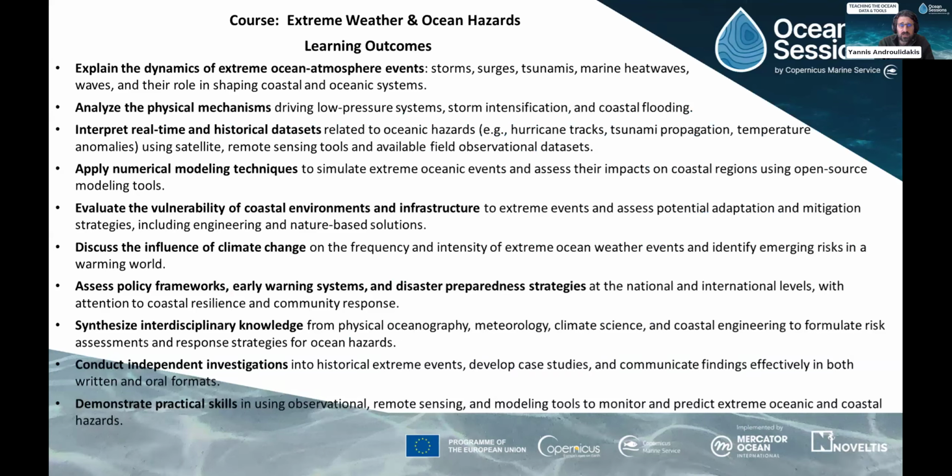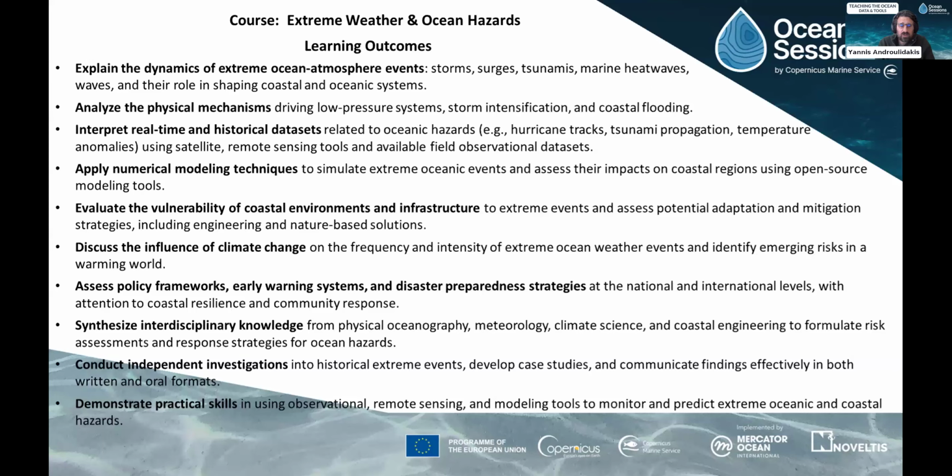First of all, this is to explain the dynamics of extreme ocean atmospheric events, ocean atmosphere interactions, and hazards like storm surges. We also talk about tsunamis. This is another hazard. Of course, marine heat waves. And we analyze the physical mechanisms like atmospheric low pressure systems, the storm intensification, and we interpret the real-time and historical datasets. This is where the data from Copernicus comes into the teaching activity.